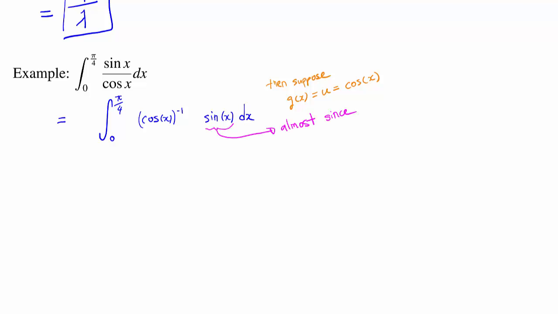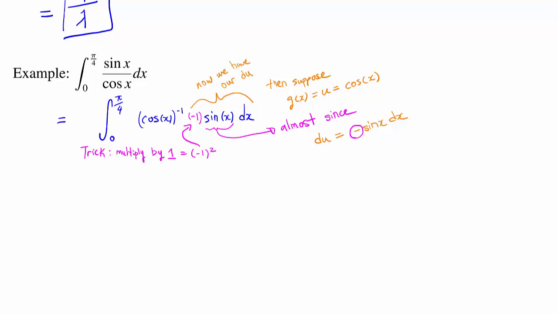We almost have it because we have sine x, but the derivative of cos x is minus sine x. And so we need to multiply by minus 1 squared, and so we can manipulate this sine x into minus sine x dx. So there we have the du, and then out in front we have a u to the minus 1 because we just brought that denominator cos x out and then took the reciprocal of it. And then we have the minus 1 out in front because we brought another minus 1 in. And we're set to use substitution.